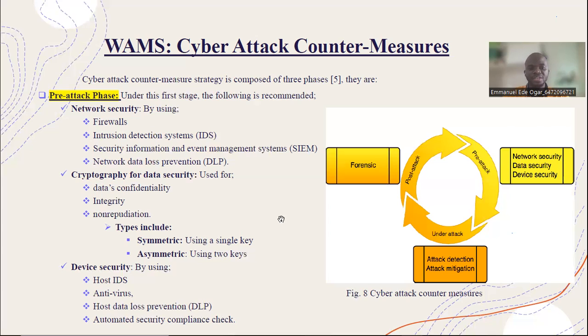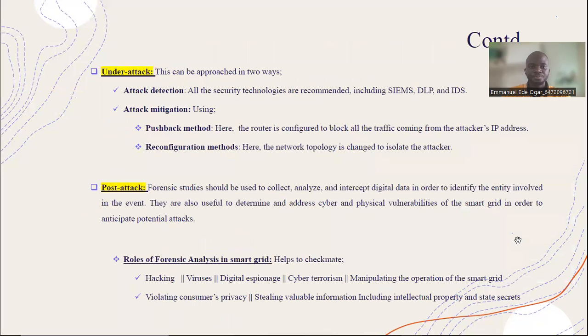The third one is device security, by using host intrusion detection systems that help to identify at any point in time if there's an intrusion in the system, by installing antivirus, host data loss prevention, and automated security compliance checks also. The second phase is during attack. This can be approached in 2 ways. The first is by detecting the attack. All the security technologies that have been mentioned are recommended in this phase, including data loss prevention and intrusion detection systems.